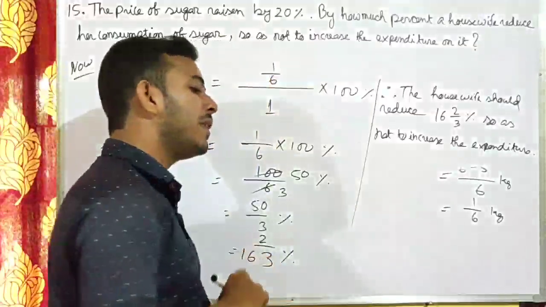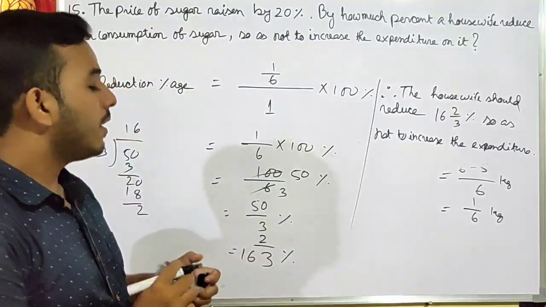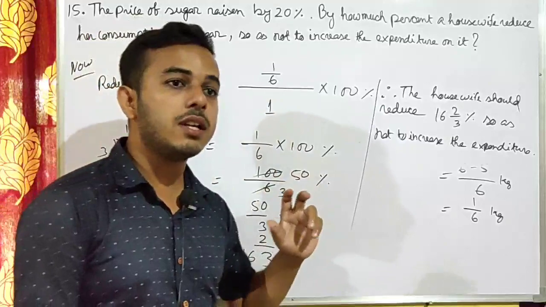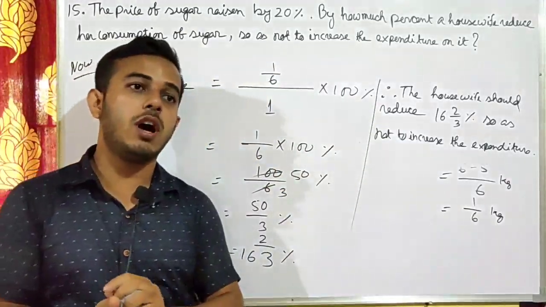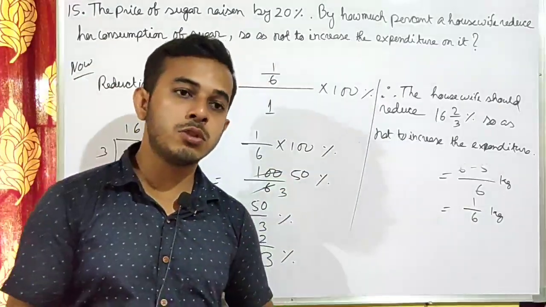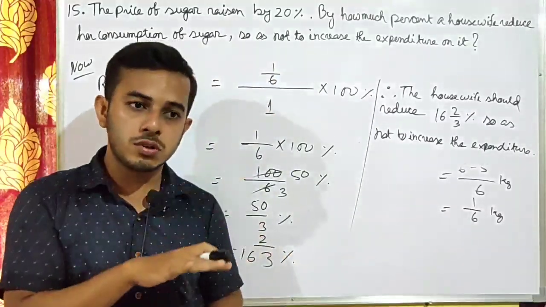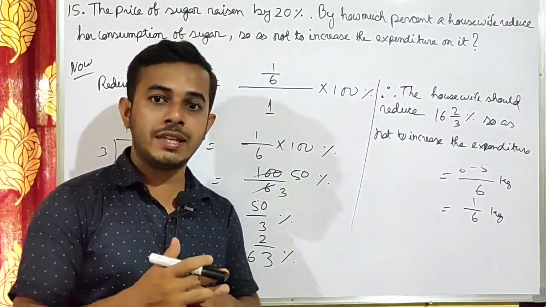Okay, what was given in the question? It was given that the price of sugar is increased by 20%. Now it is asked how much the housewife should reduce the consumption. Consumption means taking. How much should the housewife reduce the consumption so as not to increase the expenditure?